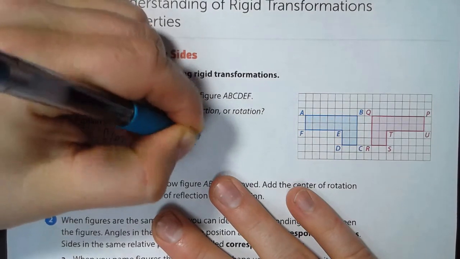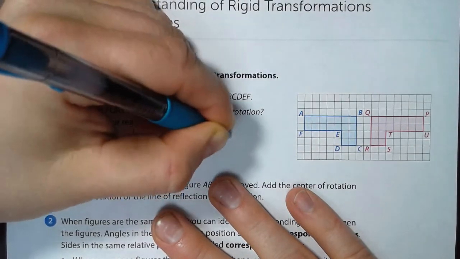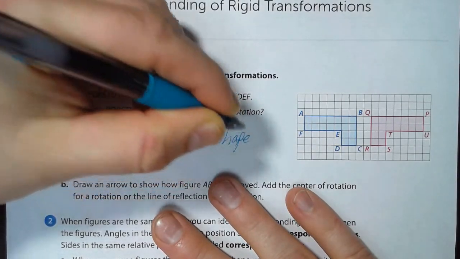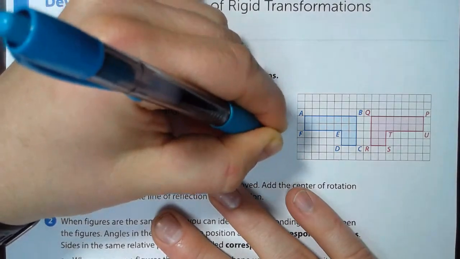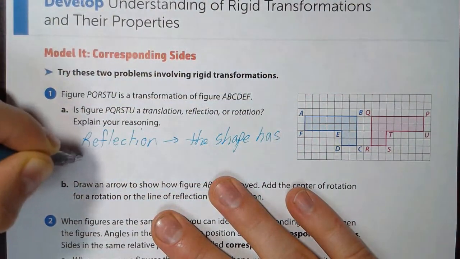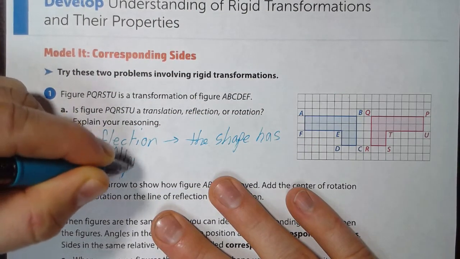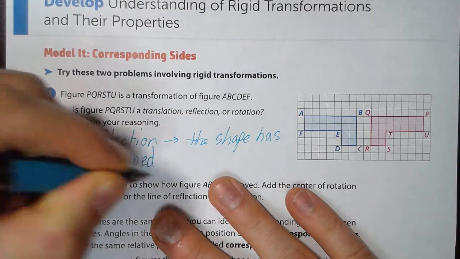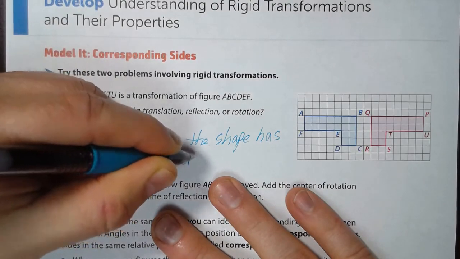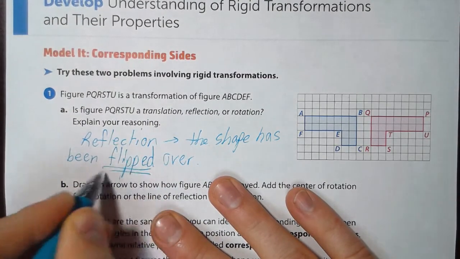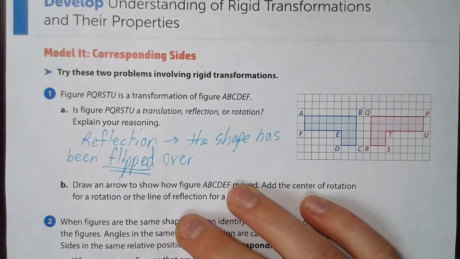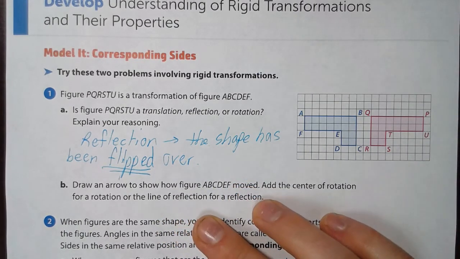Because the shape has been flipped over. I'm going to double underline that word flipped because that's exactly what we're looking for, right?